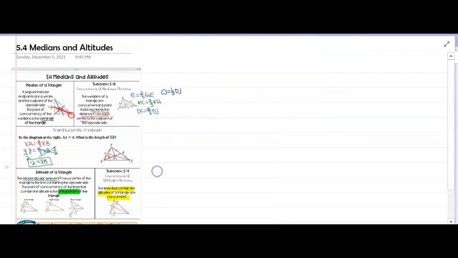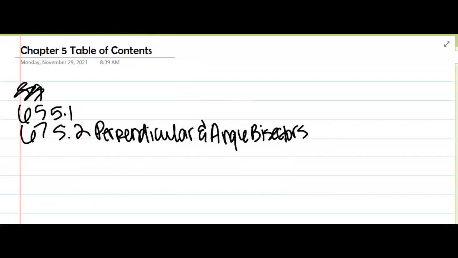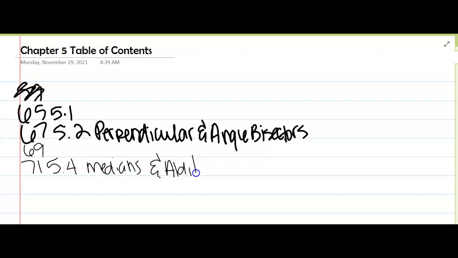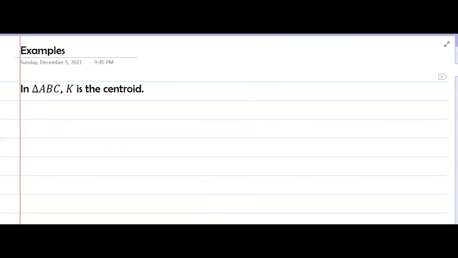Okay, so let's get to practicing some of this. This is going to get glued into page, I believe it is, page 71 of your notebook. So go ahead and get that glued in. I'm behind a few pages here, but page 71, this is section 5.4, and we are talking about medians and altitudes. So make sure you get your table of contents filled out, get that glued into page 71.